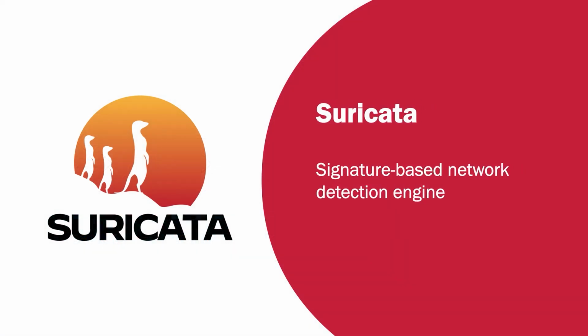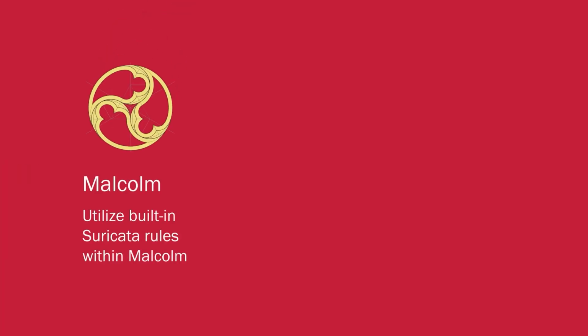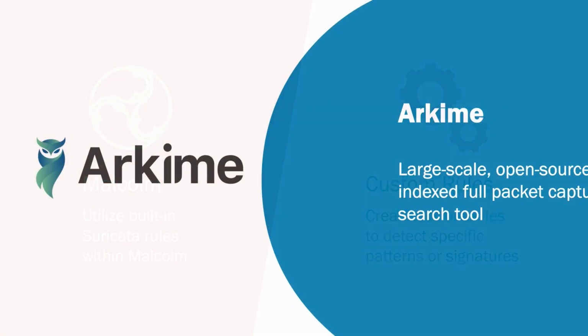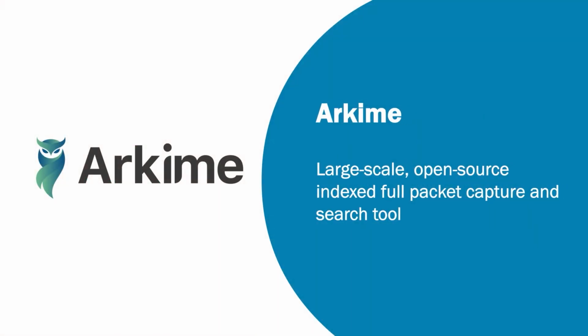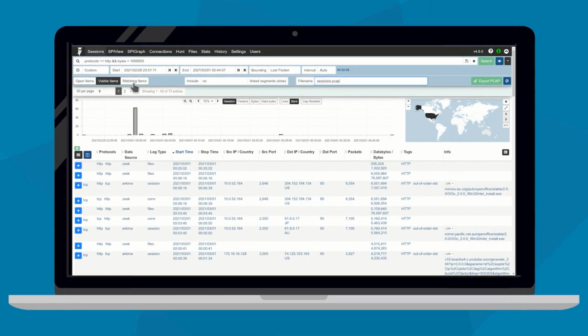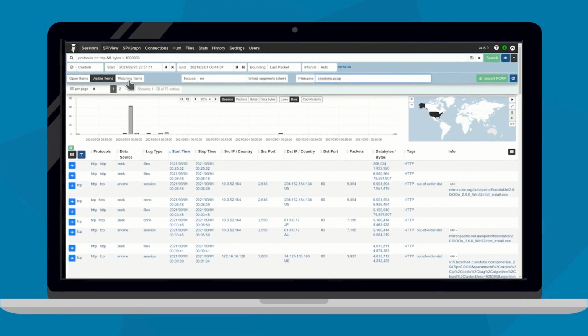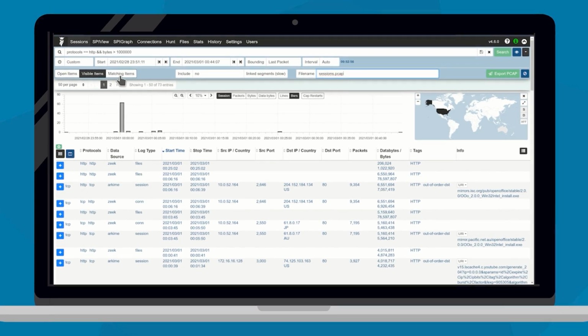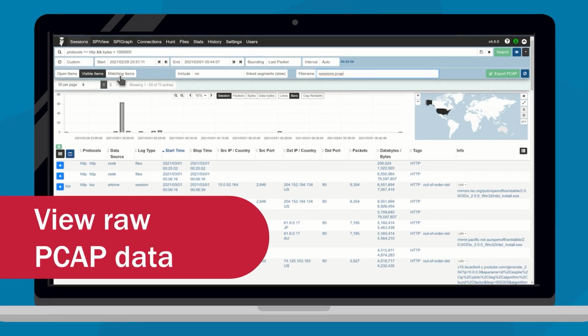Suricata is a signature-based network detection engine. Users can utilize built-in Suricata rules within Malcolm or create custom rules to detect specific patterns or signatures indicating network compromise. Arkime is a large-scale, open-source indexed full packet capture and search tool. It stores network traffic in PCAP format and provides optimized indexed access for searching and analyzing traffic. Arkime enables users to view the raw packet capture data associated with session metadata.